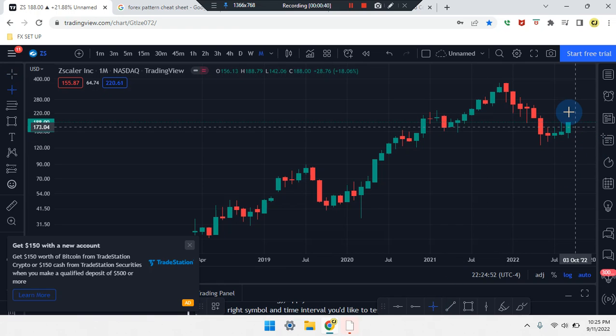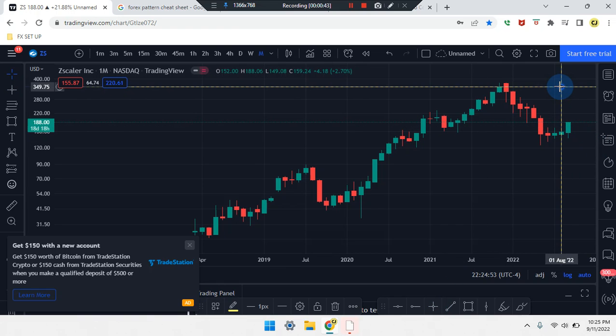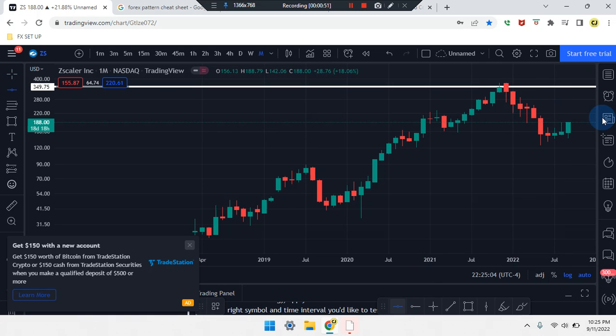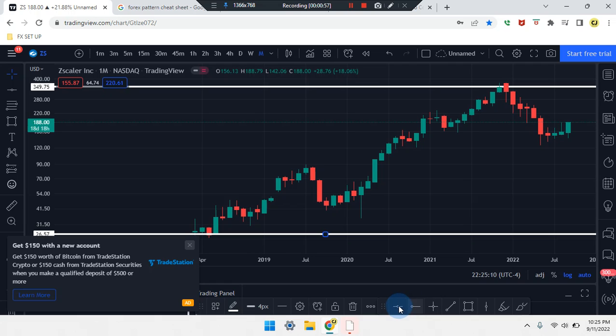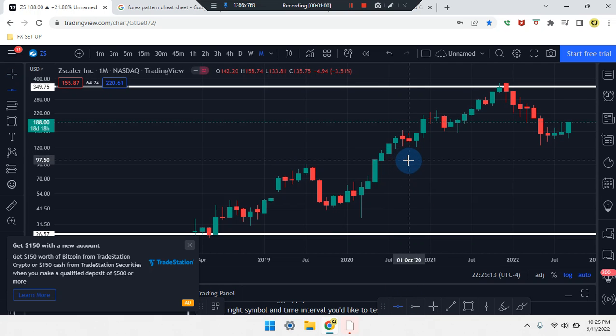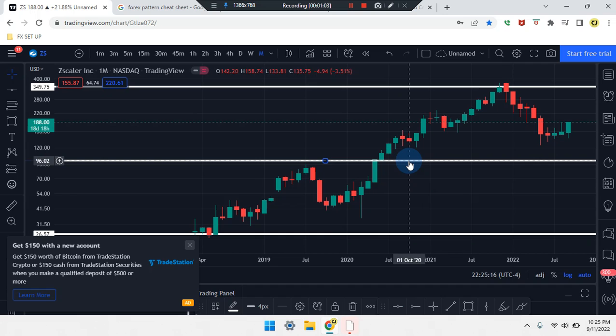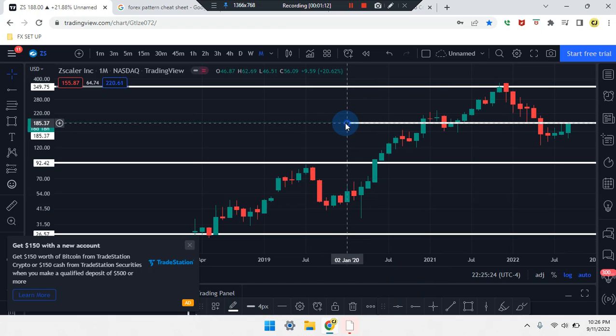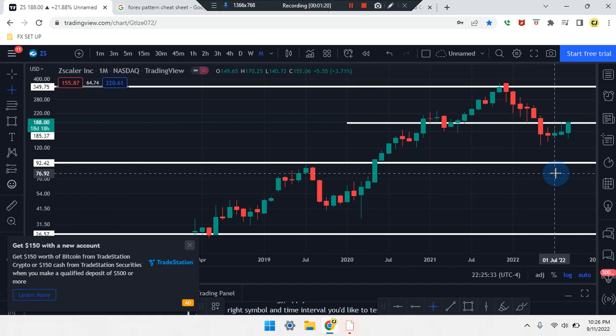So we do have price action overall, higher highs. Price action overall, lower lows. Midpoint. Also adding second level highs. Current price is sitting at 188.